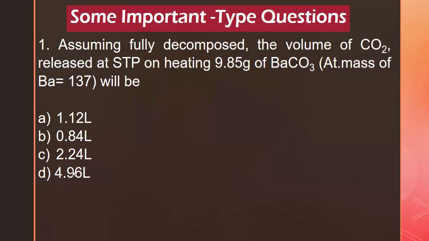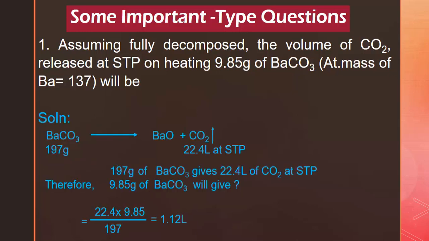So let's look into the options given. Option A, is it 1.12 liter? Option B, 0.84 liter. Option C, 2.24 liter. Option D, 4.96 liter. So let's see out of the given 4 options which is the correct answer. Answer is option A, 1.12 liter. Now let's look into the working. Why is this 1.12 liter the correct answer?